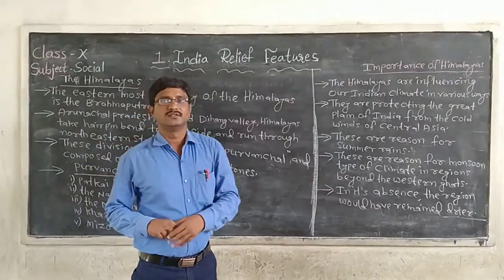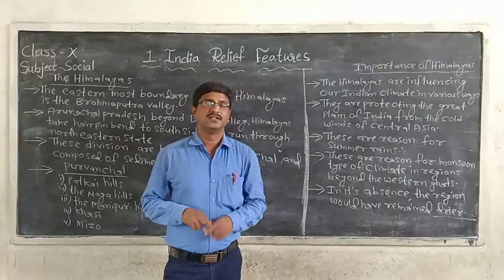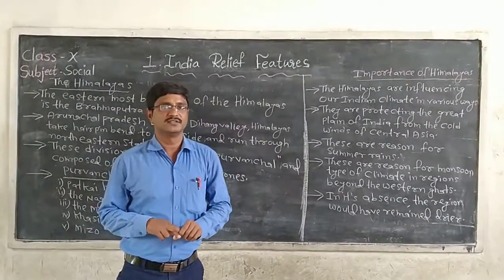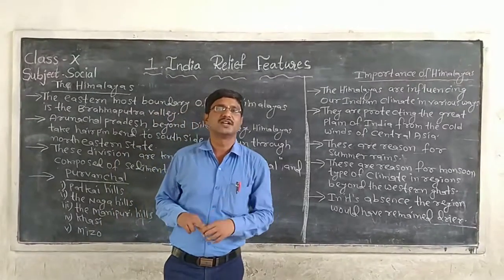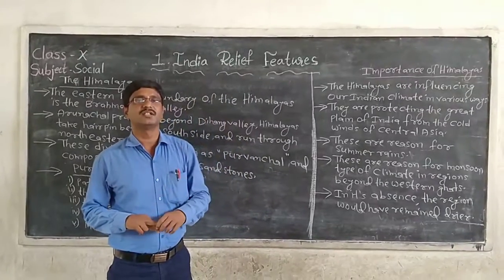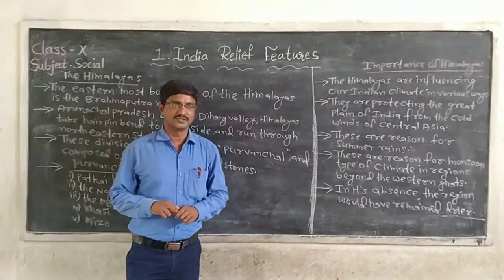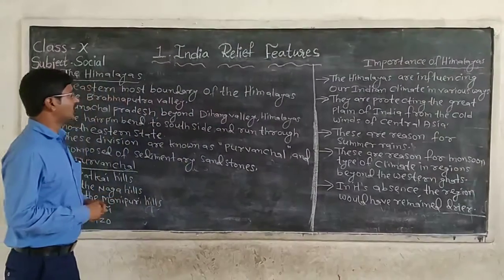We already know the Brahmaputra is one of the Himalayan rivers, flowing through the northeastern states, like Arunachal Pradesh. Because of the Brahmaputra river, the Brahmaputra Valley was formed. So what is the easternmost boundary of the Himalayas? The Brahmaputra Valley is the easternmost boundary.